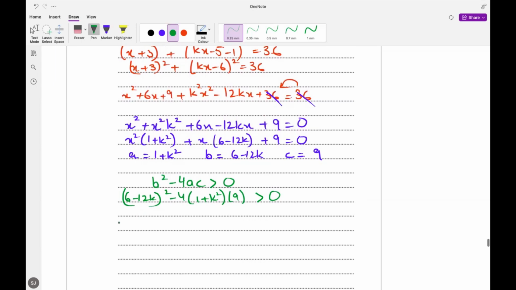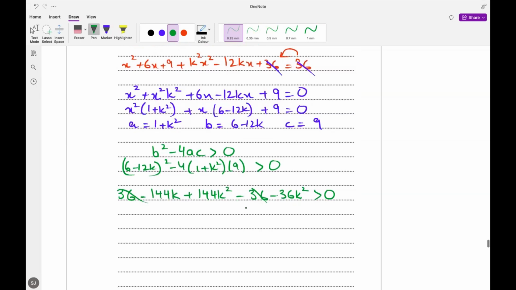Expanding (6 minus 12k) whole squared, this will become 36 minus 2ab. So 2 times 6 is 12, and 12 times 12 is 144. So this will be minus 144k plus 144k squared. And then minus 4 times 1 times 9 will be minus 36. And minus 4 times k squared times 9 will become minus 36k squared greater than 0. Now simplifying this, 36 and 36 will cancel out. 144k squared minus 36k squared is 108k squared, minus 144k, greater than 0.